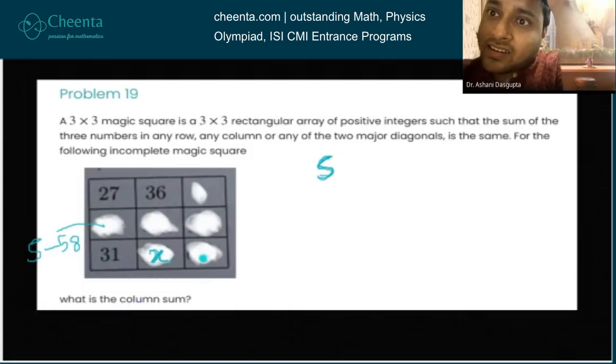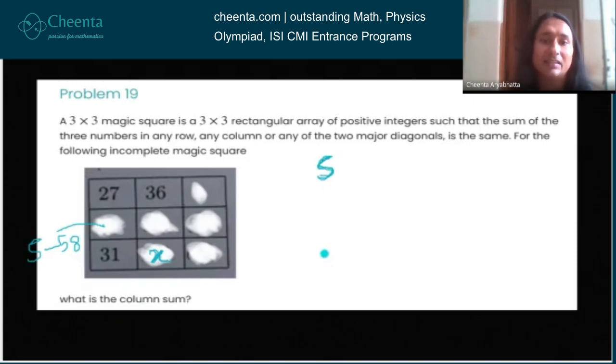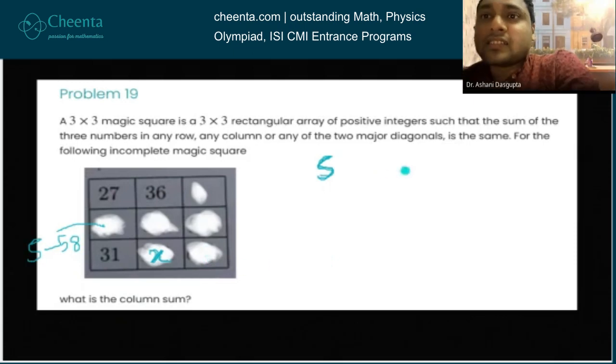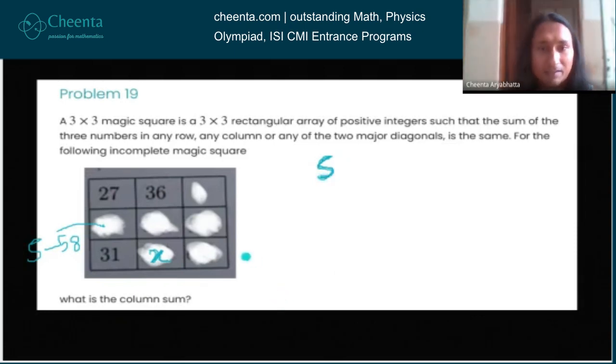S is the sum of the rows, the constant, right? The variable we are after is S. Our goal is S.